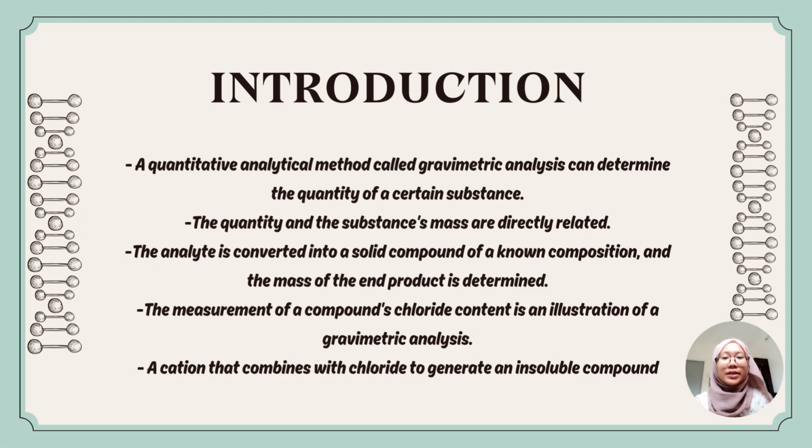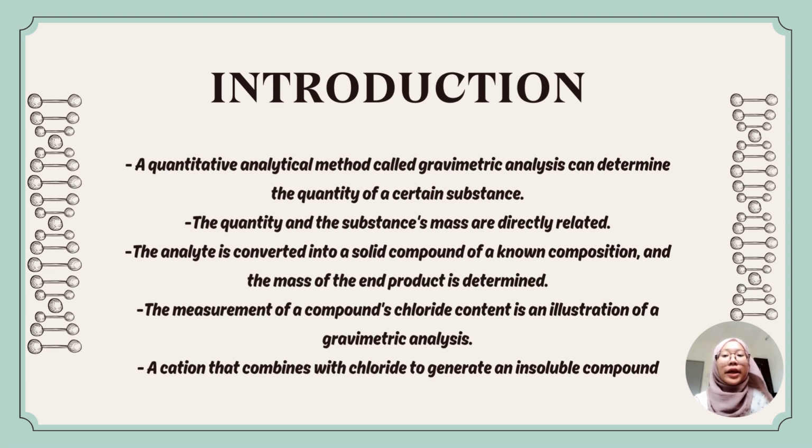By measuring a sample mass, a quantitative analytical method called gravimetric analysis can determine the quantity of a certain substance that can be found in it. The quantity and the substance mass are directly related. Using this procedure, the analyte is converted into a solid compound of known composition and the mass of the end product is determined. The measurement of chloride contained in a compound is an illustration of a gravimetric analysis.